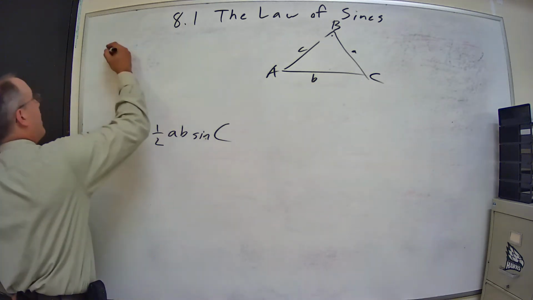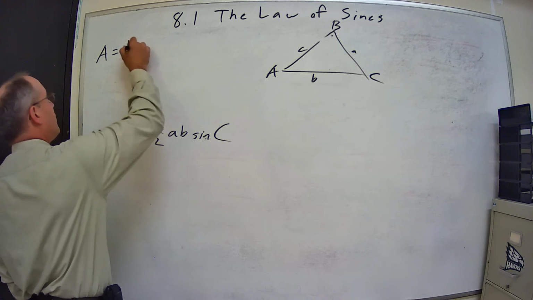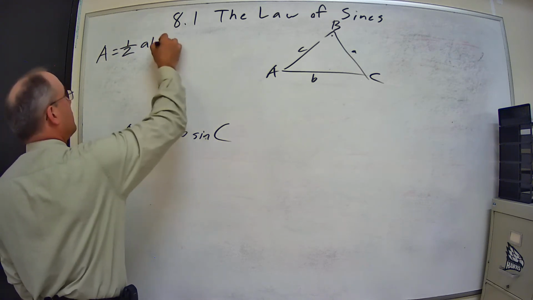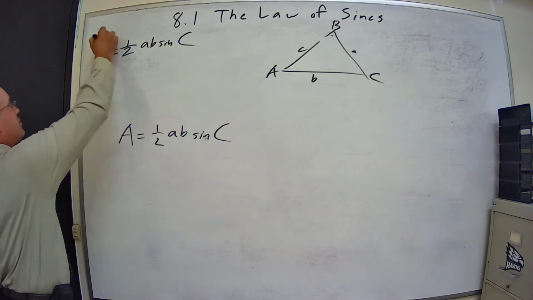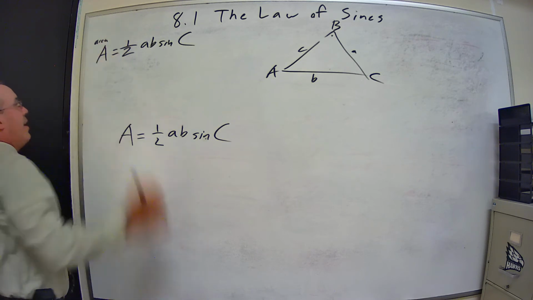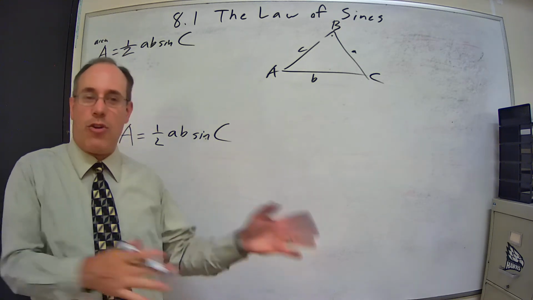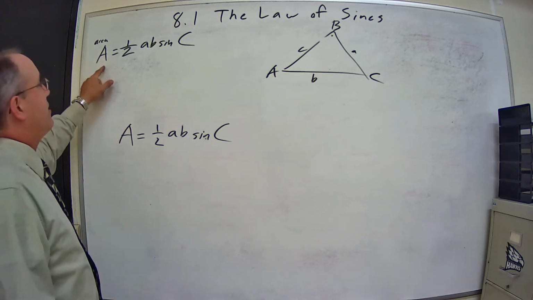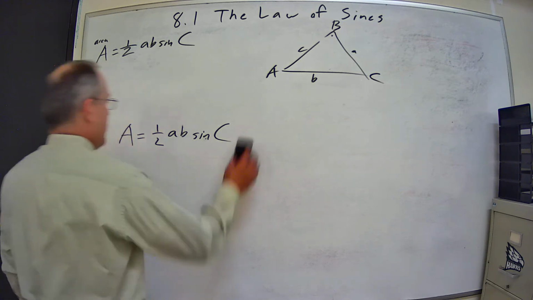And I can say that A is equal to 1/2 A times B sine of C. Just remember this A is area. That is not angle A. We're dealing so much with angle A, angle B, angle C. Realize that's not angle A, that is A standing for area.